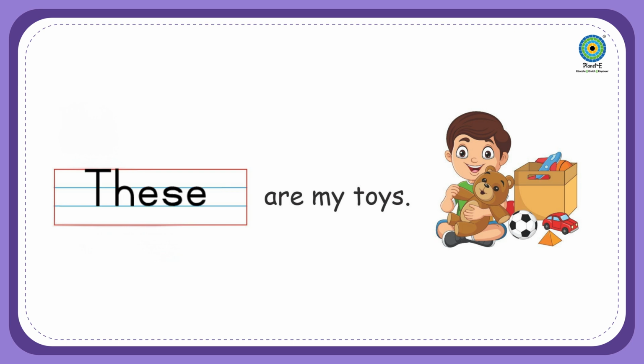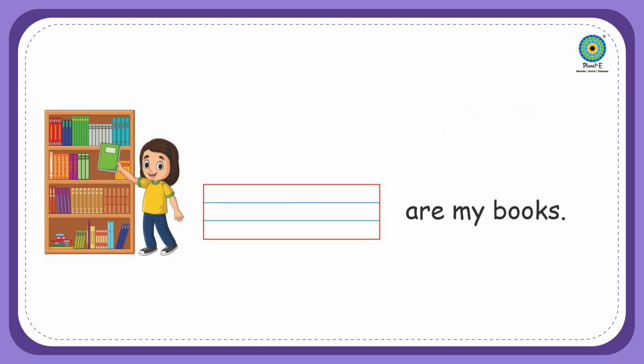The boy is talking about the toys and they are near him. These are my toys. The books are many and the girl is near them. These are my books.